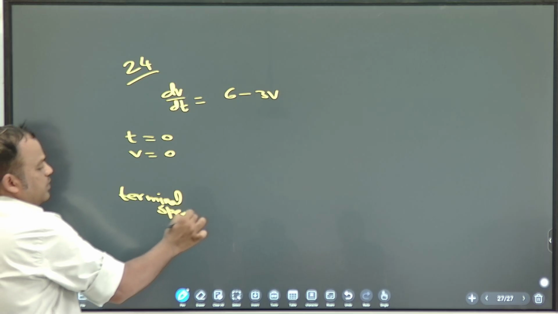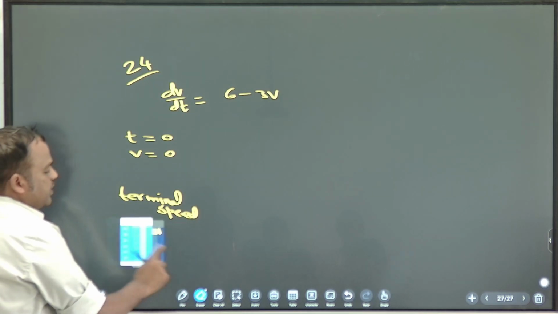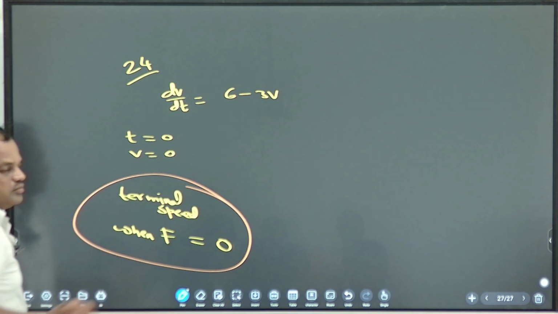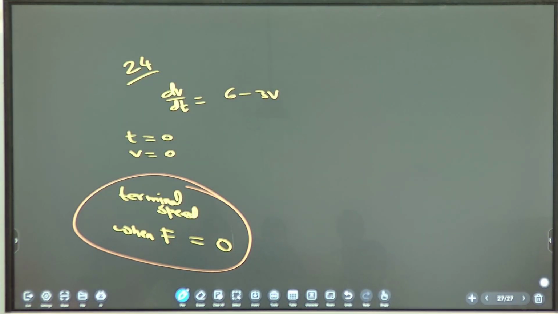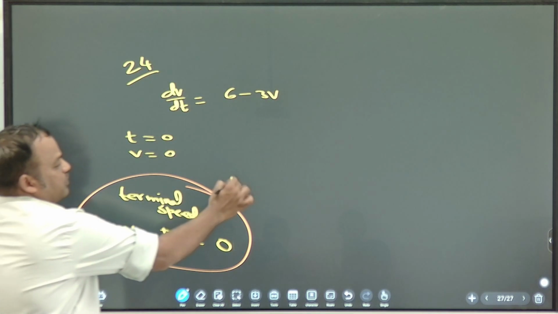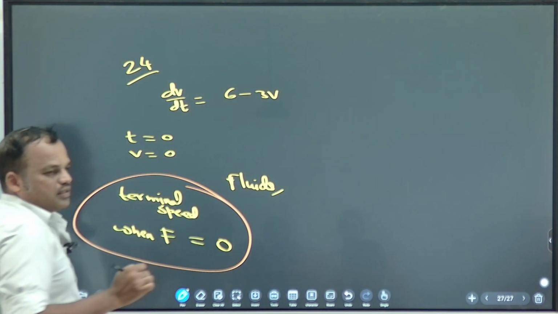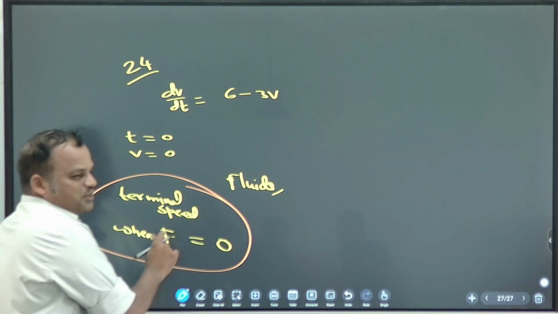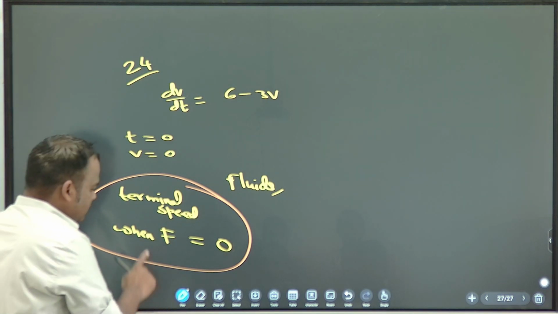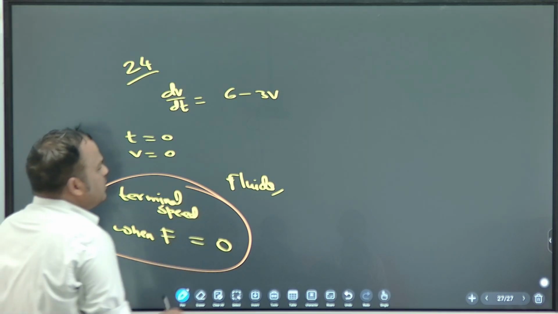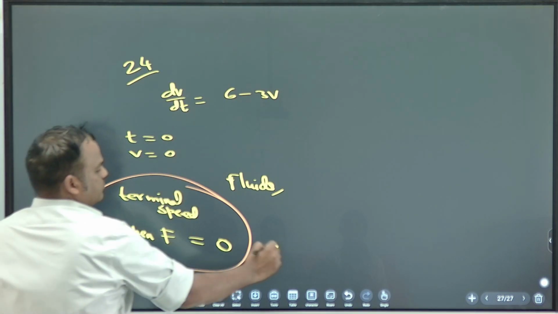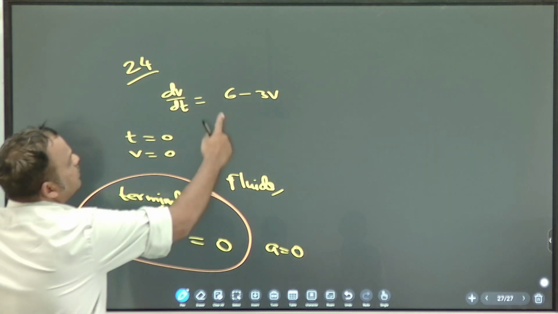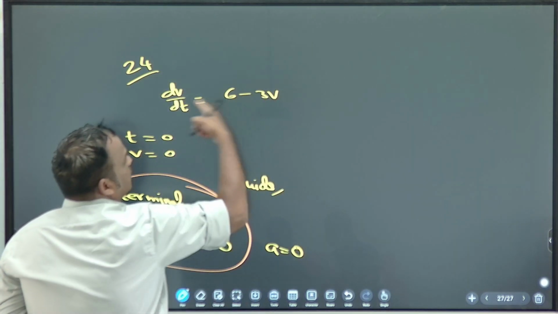And terminal speed. What is terminal speed? Terminal speed is attained when force is 0. You remember in the fluids chapter? You memorize this, okay? Force 0 means acceleration 0. So what is the value of terminal speed? Equate acceleration to 0.